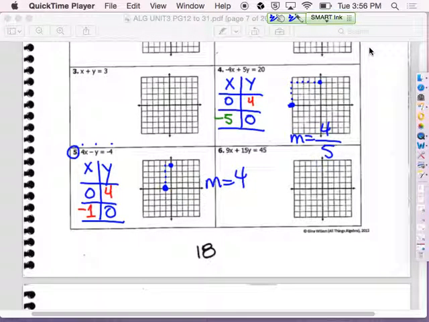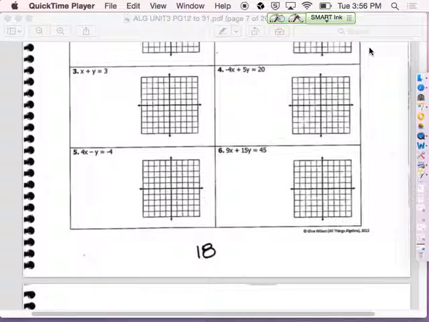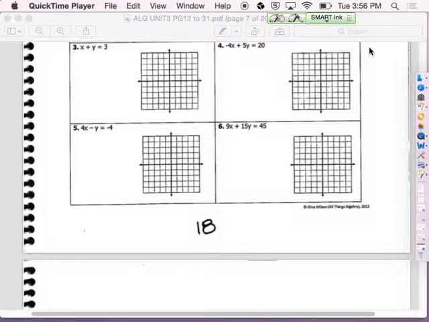My y-intercept is 4. And I could probably plot another point, so I could go down 4 and over 1. So I could fit one more point on this graph. And then let's do number 6 together on the video, and then you can finish the other page by yourself for practice. So number 6, you can see that 45 is divisible by both 9 and 15.